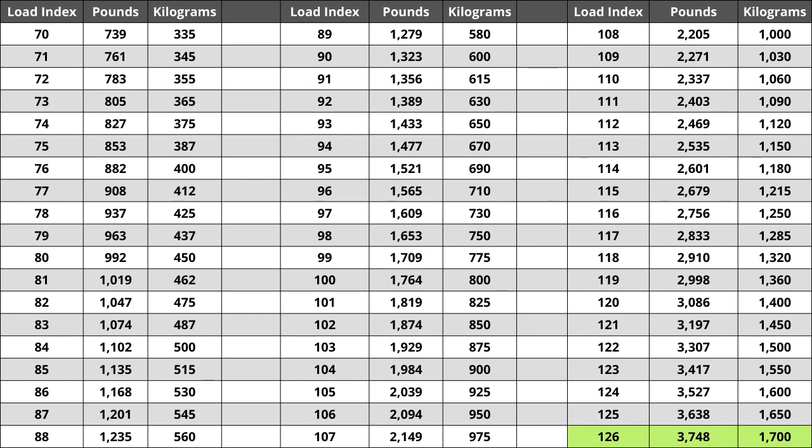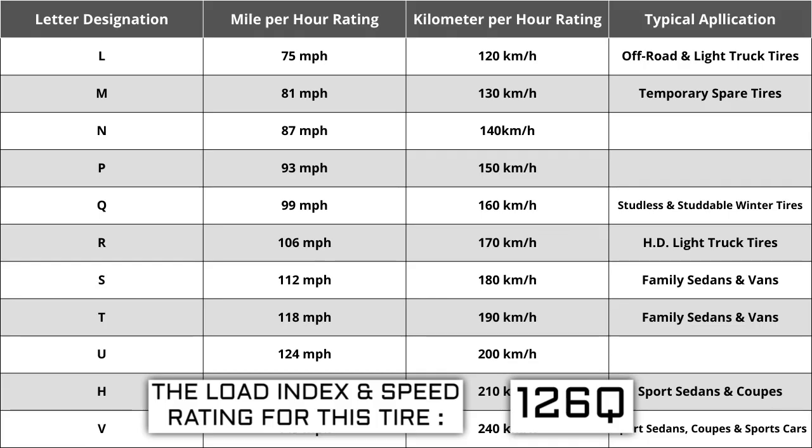Located next to the load index we just talked about, there is a letter. The letter Q is the speed rating for this tire. This is the maximum speed sustainable for the tire. Each letter has a corresponding speed rating approved by the Department of Transportation and the tire manufacturer. Alphabetically, the speed rating increases as the letters advance from A to Z, except for the letter H, which we'll explain in a minute. The most common speed ratings range from L, 75 miles per hour, to W, 168 miles per hour.